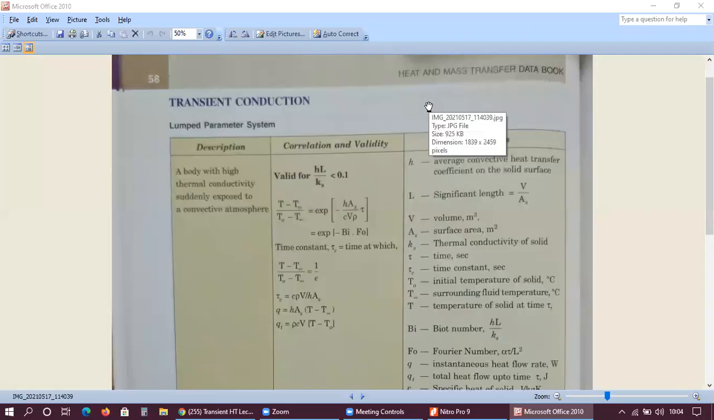There are three different bits for this derivation. The very first part of this derivation is this one, which we have derived in our previous class, t minus t infinity. That expression we already derived. The second part of this derivation, we call it the instantaneous heat flow rate. Along with that there is one more part of this derivation, that is total heat transfer.